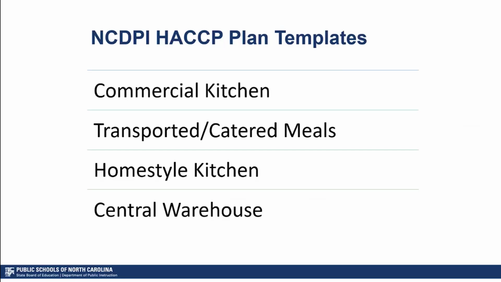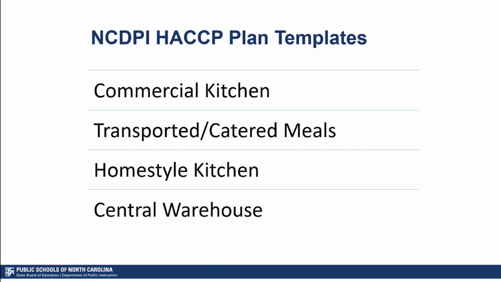The central warehouse template is used by school food authorities with a central warehouse to store purchased and USDA foods for distribution to each school site. Even though a warehouse site does not prepare foods, food safety is very important during the storage and transport process, and it is subject to a HACCP plan and monitoring.